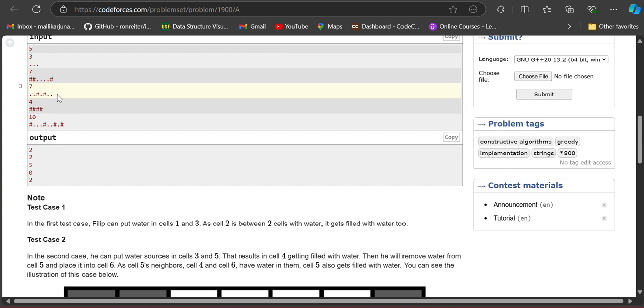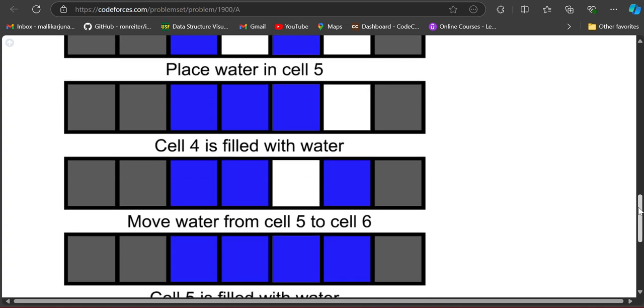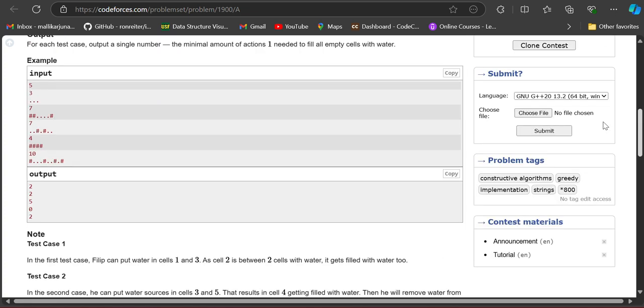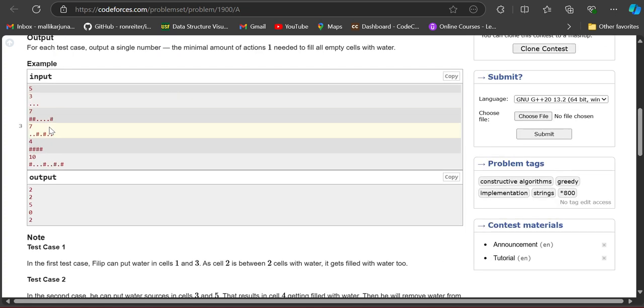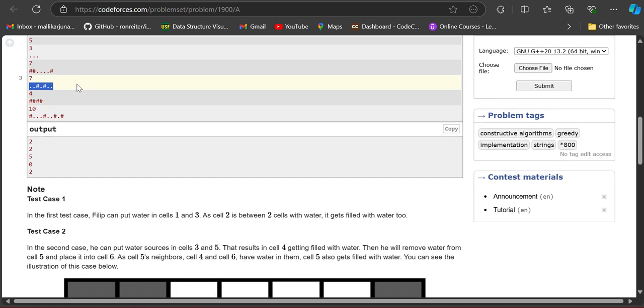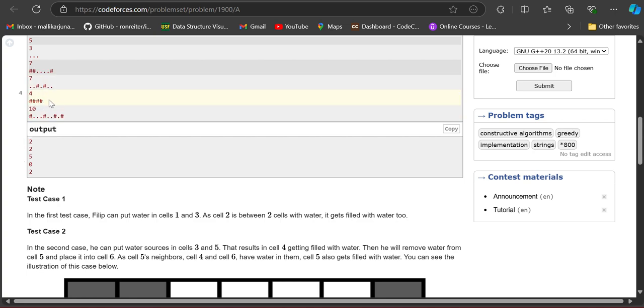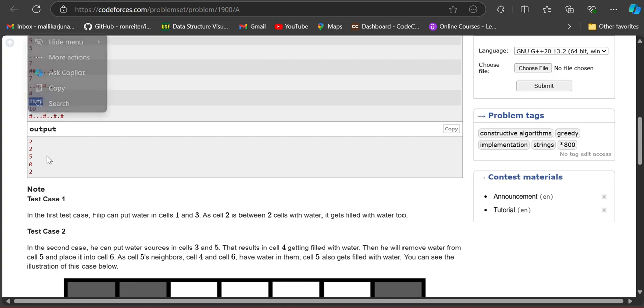And for these two, there are no consecutive three blocks. Yes, this rule is only applicable when we have three consecutive blocks of empty cells. As we don't have that, we just have to fill each and every empty cell. So one, two, three, and four, five. So the result is five. Yes, that's right. And here all are blocked, so we don't need to fill. So that's why it is 0.